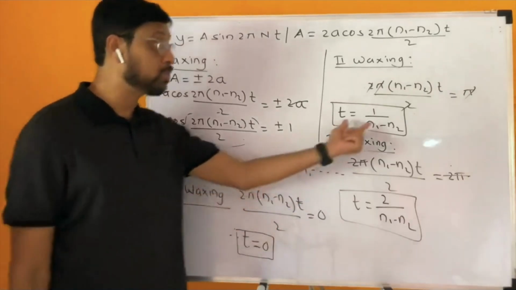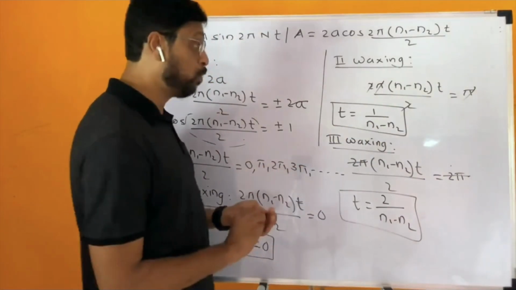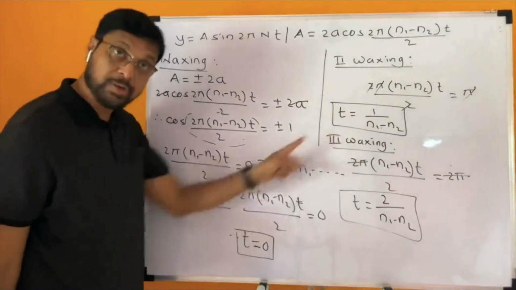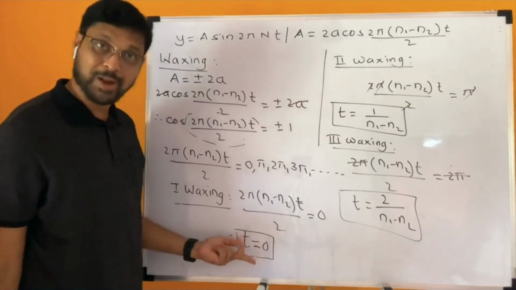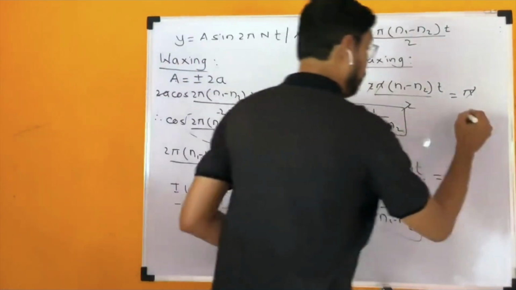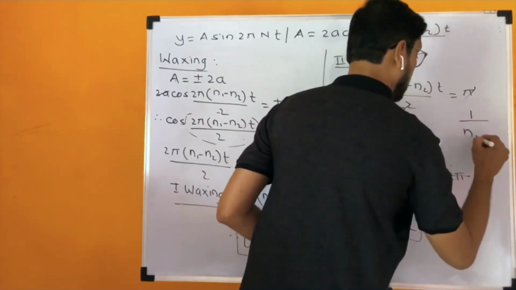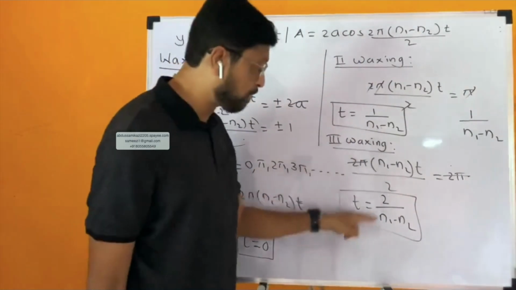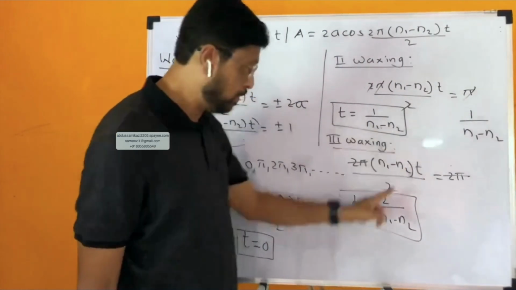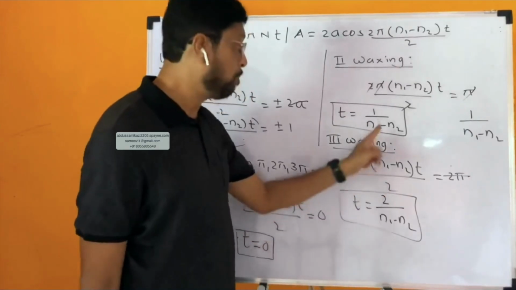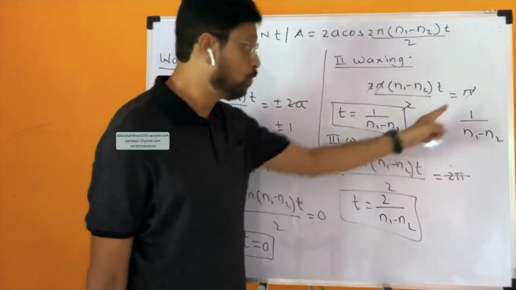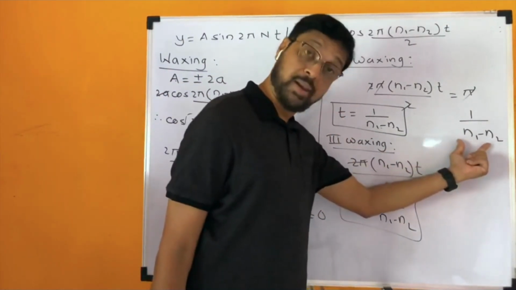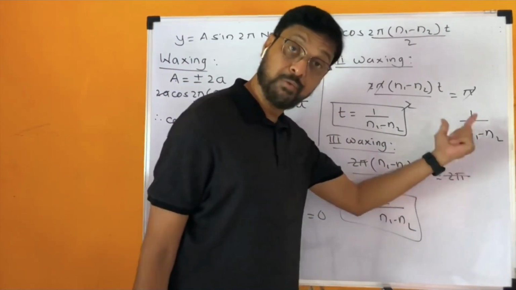पहिलं 0 वरती झालंय, दुसरं या टाइम वरती. म्हणजे दोन वेक्सिंग मधलं टाइम इंटरवल असणार 1/(n1 - n2) minus 0, म्हणजे 1/(n1 - n2). जर या दोघांचं सबट्रॅक्शन घेतलं तरी हेच येईल, 2/(n1 - n2) minus 1/(n1 - n2) will be 1/(n1 - n2). Means this is the time interval between two successive waxings.